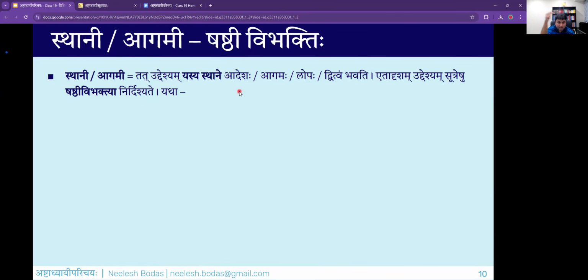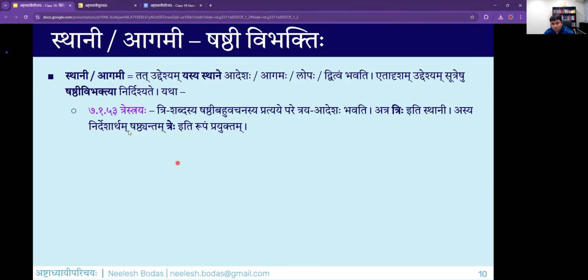So for pratyaya, we'll always have purva nimitta. I'll talk about it later on. But for others, adesha, agama, lopa, dvitva, we will have the sthani or the agami represented by the shashti vibhakti. So the same example, trestrayaha. Trayashabdasya shashti bahuvachanasya pratyaye pare traya iti adeshaha bhavati.